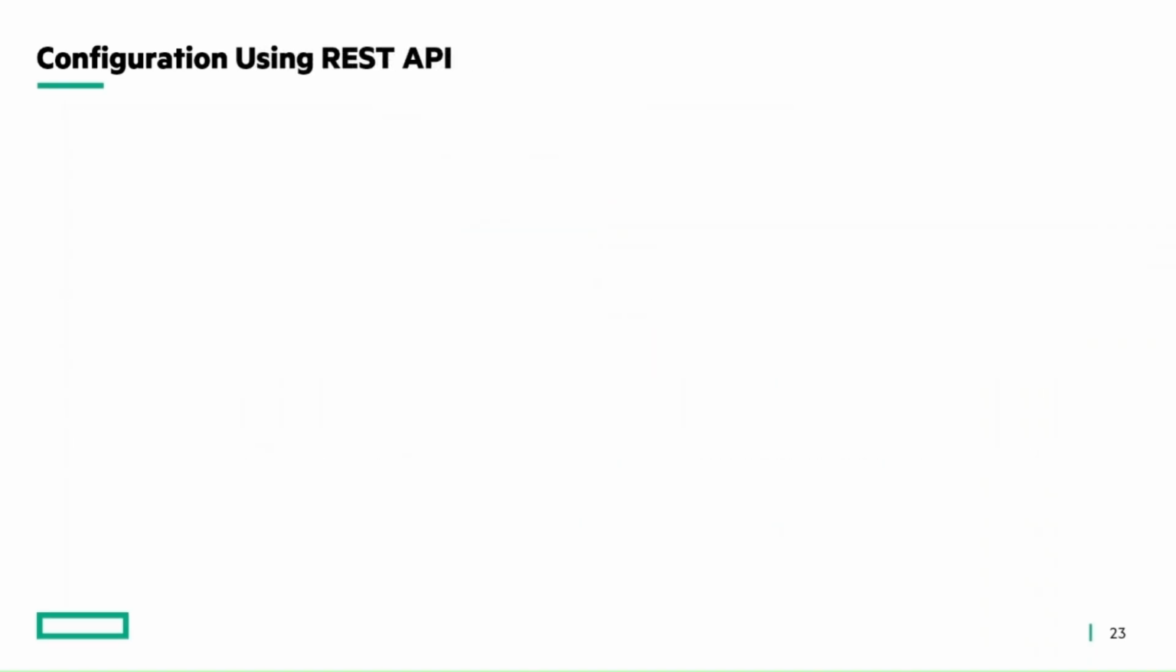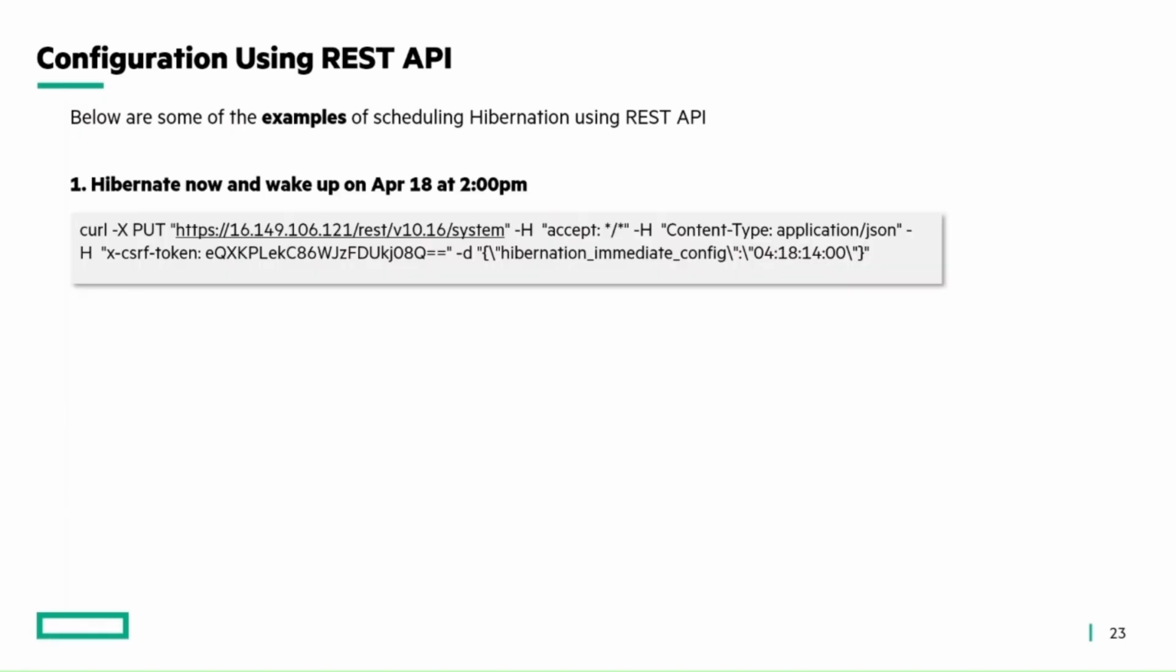Let's see the configuration using REST API. Below are some examples of scheduling hibernation using the REST API. The first example illustrates the configuration of immediate hibernation. That is, this is a curl which is used to configure the immediate hibernation. You can see the immediate hibernation with the end time configured here.